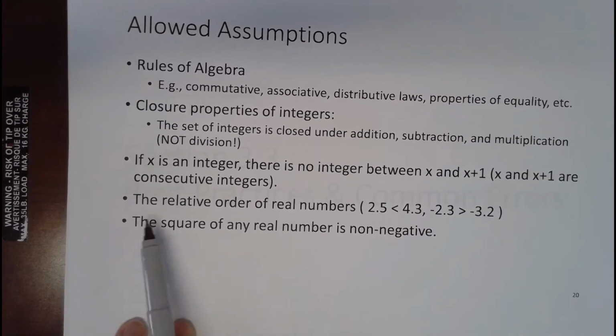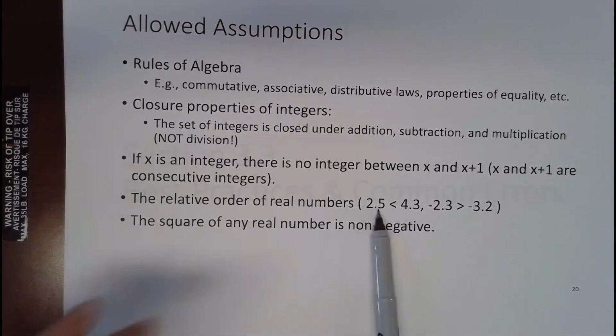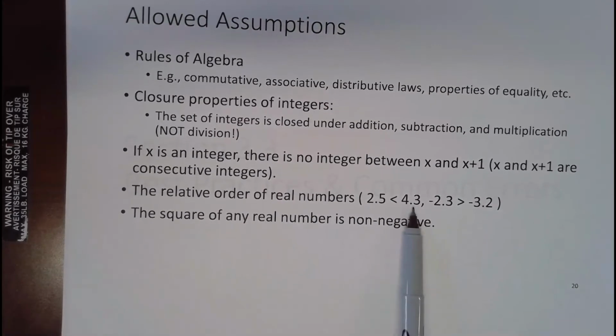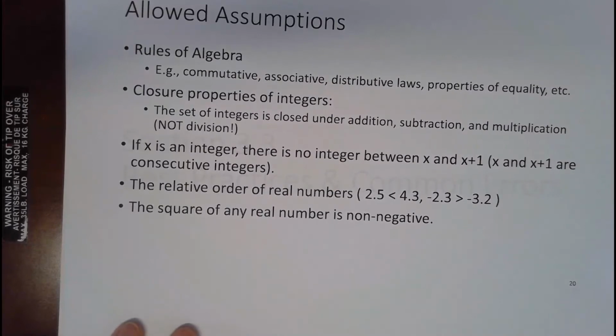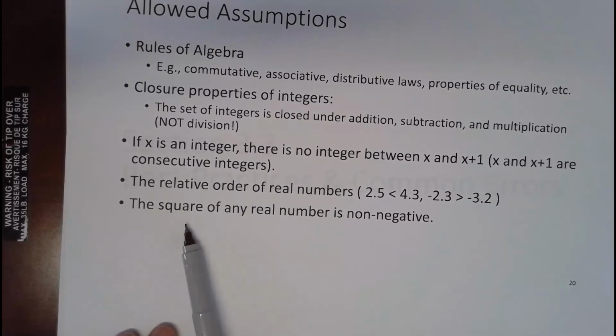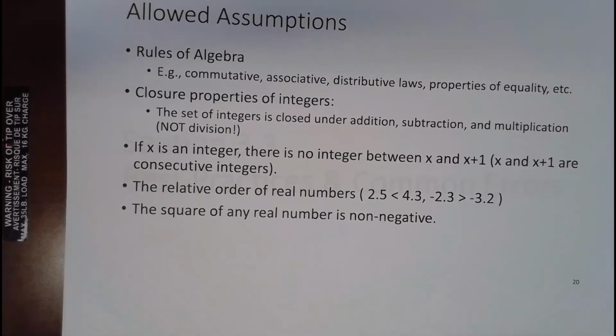You're allowed to use the ordering of real numbers, like that 2.5 is less than 4.3. You can use any kind of inequalities that you know from the set of real numbers, integers, anything that's real. We also can use that the square of a real number is non-negative. Notice it's not positive, it's non-negative, because the square of a real number could also be 0.